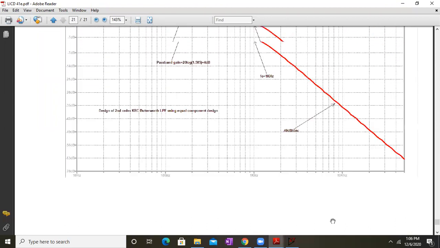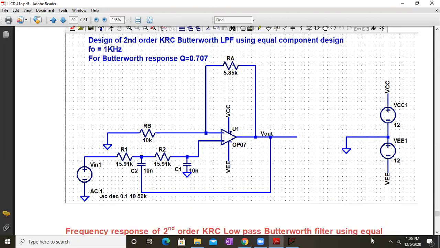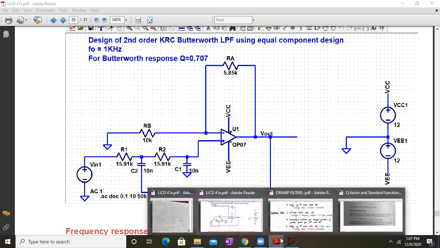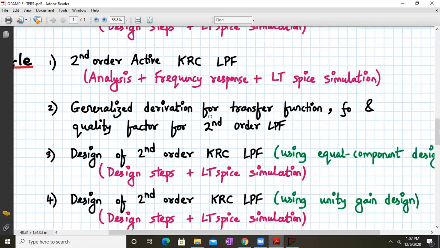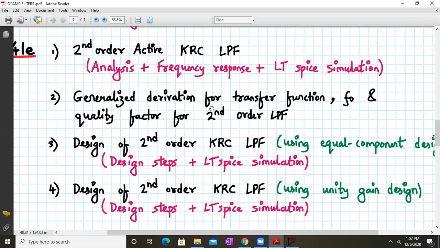Okay, so I think that's it for today's lecture. We have completed the generalized derivation and the concept of second order KRC filters. KRC filters are nothing but RC filters with a gain of K, and we derived the generalized transfer function and compared it with the standard form of the transfer function. Let me just show it to you. Yeah, so these are the objectives which we have met. Then we went to the design of a second order KRC low pass filter using the equal component technique and using unity gain design. And at the last, we designed a second order KRC filter with an equal component design, but for a Butterworth frequency response.